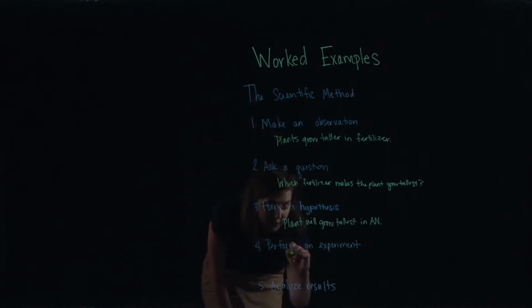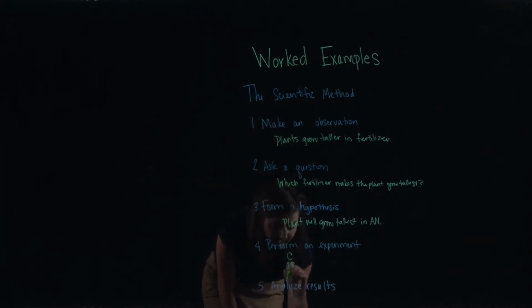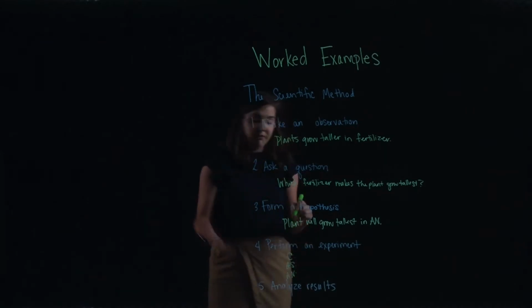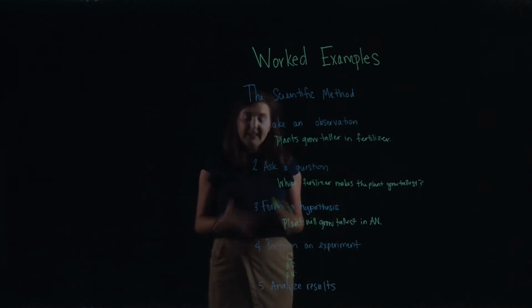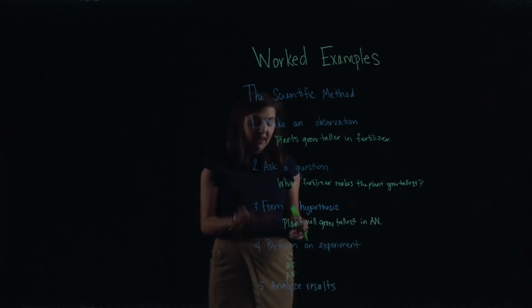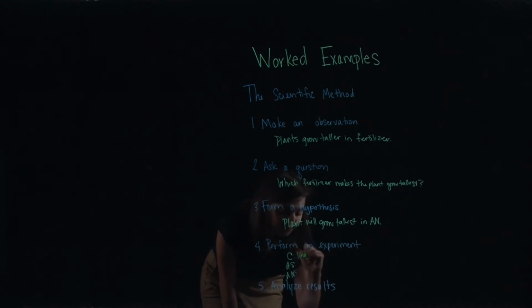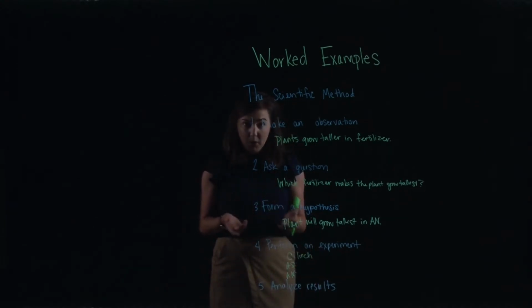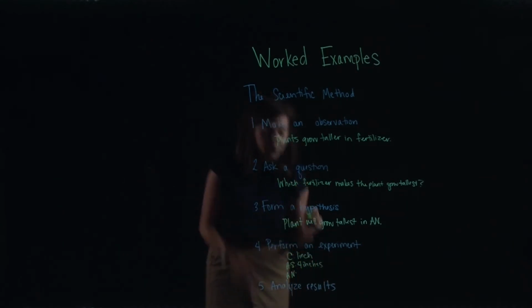So perform the experiment. So we'll have our plant that serves as the control. We'll have our plant potted in ammonia sulfate, and we'll have our plant that's potted in ammonia nitrate. Each plant is going to receive the same amount of water, the same amount of sunlight. The only difference is what type of soil and or fertilizer they are potted in. And let's say that over a 2-week period, the control grows 1 inch. The plant potted in ammonia sulfate grows 4 inches. And the plant potted in ammonia nitrate grows 2 inches.